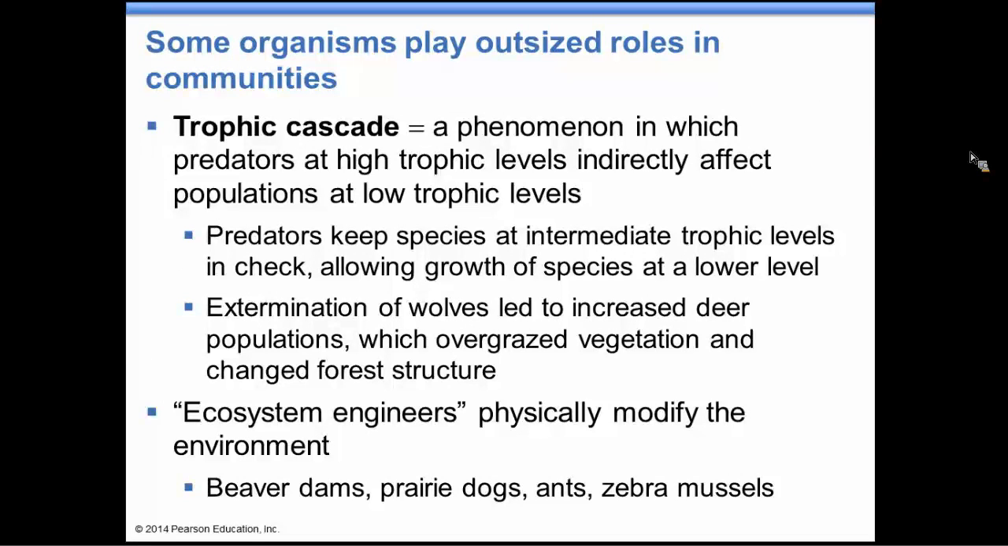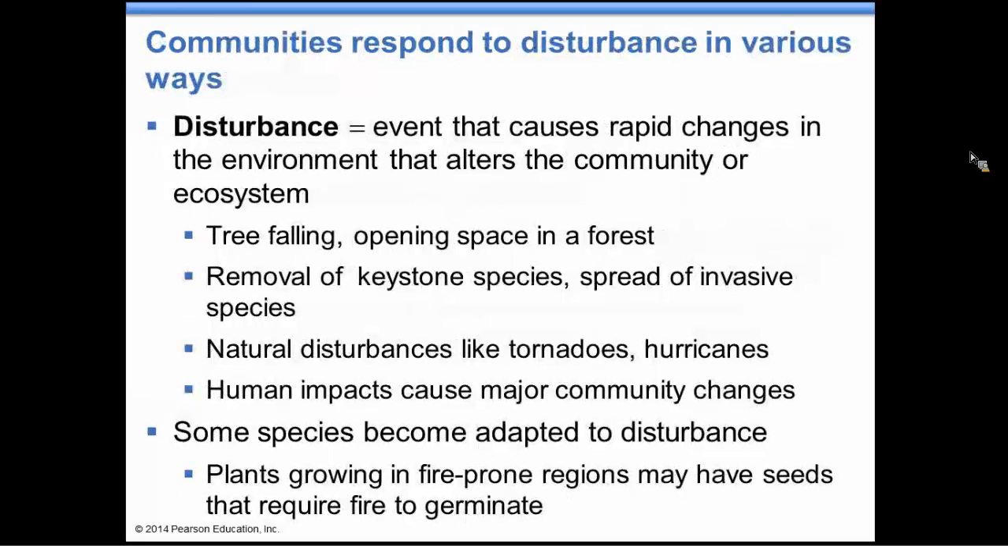However, other types of organisms can also exert strong community-wide effects, and these are sometimes called ecosystem engineers, and they physically modify the environment. And this is like beaver dams, prairie dogs, anthills, and the zebra mussels too. So less conspicuous organisms toward the bottom of food chains still may exert a lot of pressure themselves.